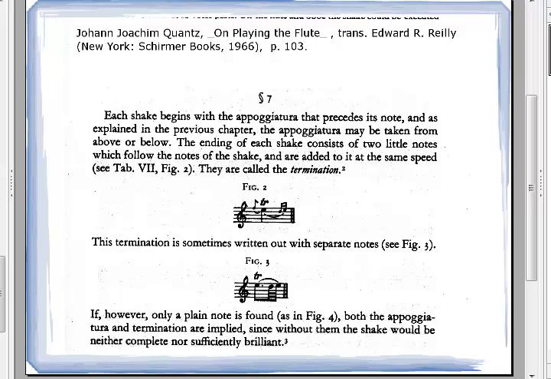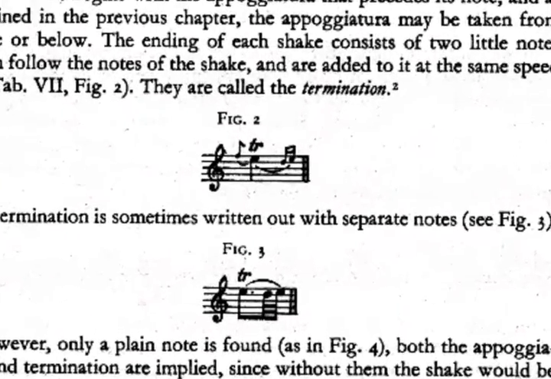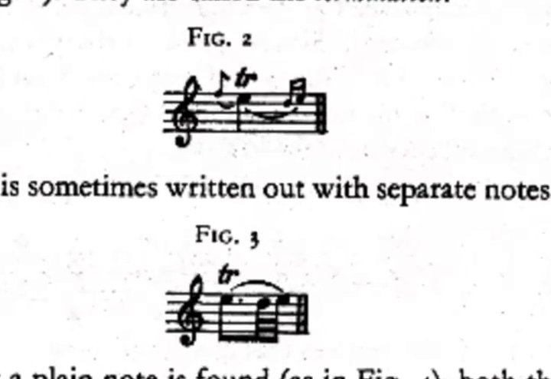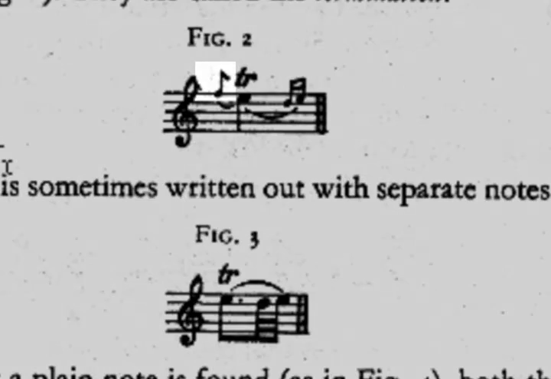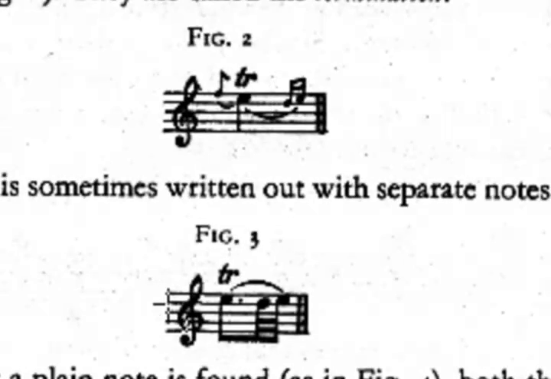Let's take a look at what Quantz shows here for the standard trill. Normally it would be written in music with the little grace note before the trill. We can see it right here. And then the termination, or the Nachschlag, coming after the trill. Occasionally the trill is written out with the notes combined by beams.